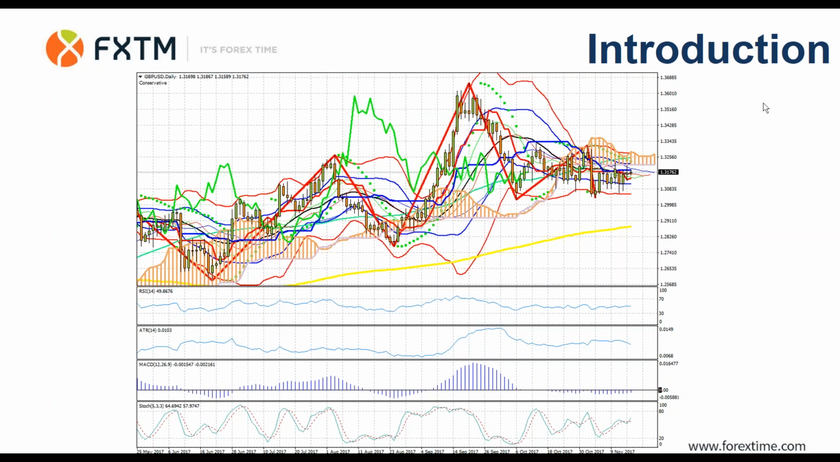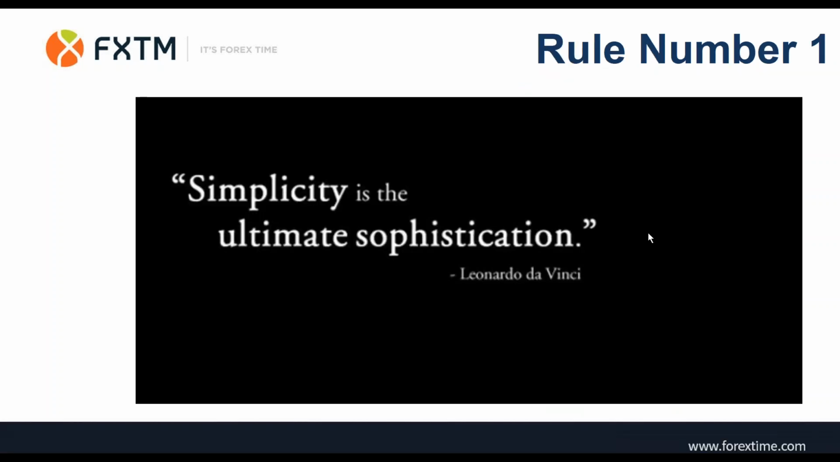Does this look like something that can make you money or can be simple to follow? Absolutely not. Okay. So one of my first rules, ladies and gentlemen, is keep it simple. Leonardo da Vinci said simplicity is the ultimate sophistication. And that is also today what I'm going to try to do, is to present to you a strategy that is simple to follow. Why is that? Why is that so important?